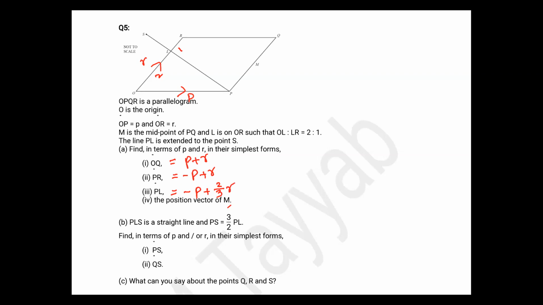Next is the position vector of M. So first I want to ask, what does it mean that we have to calculate the position vector of M? Alize Tarek, what vector do we have to find here? Position vector of M means what? Say OM. Yes, you are right. We have to find OM. Now tell me the paths. How will you find the vector OM?